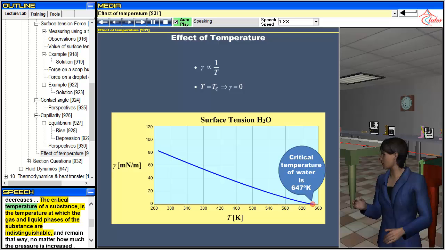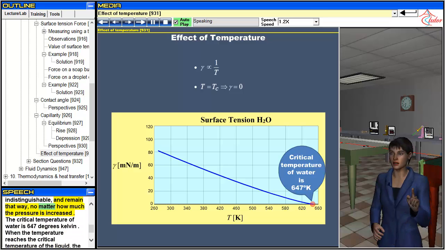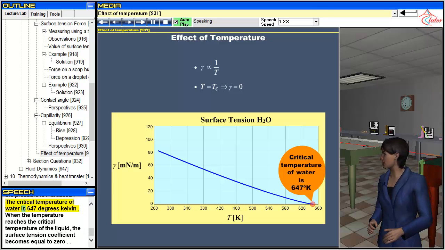The critical temperature of a substance is the temperature at which the gas and liquid phases of the substance are indistinguishable, and remain that way, no matter how much the pressure is increased. The critical temperature of water is 647 degrees Kelvin. When the temperature reaches the critical temperature of the liquid, the surface tension coefficient becomes equal to 0.